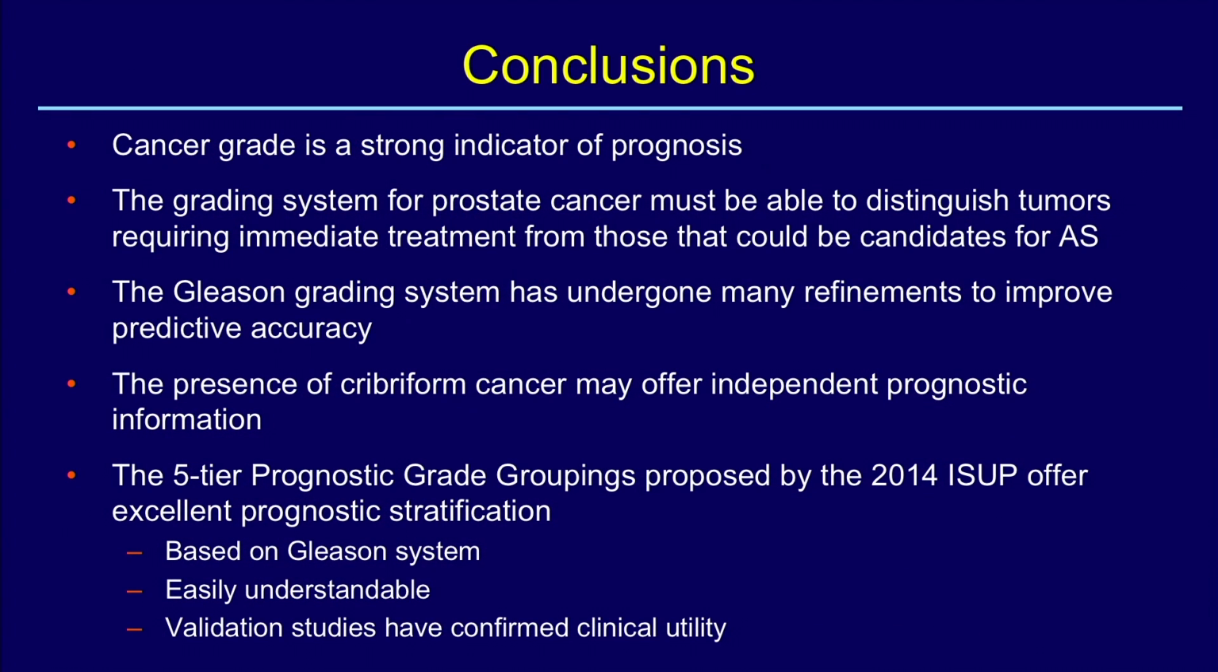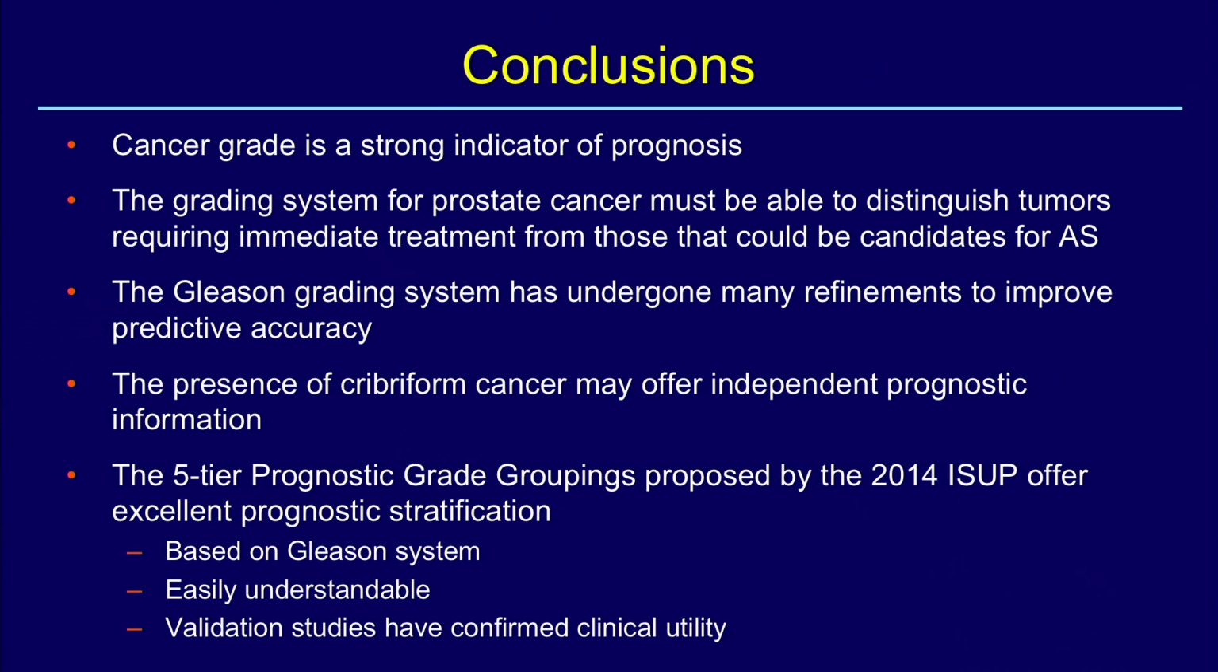Okay, that's fine. So, in conclusion, cancer grade is a strong indicator of prognosis. It always has been. That's its goal. And the grading system for prostate cancer must be able to be ideal to distinguish tumors that require immediate treatment from those that can be candidates for AS. The Gleason grading system itself has undergone many refinements to improve its predictive accuracy, the last one just a few years ago in 2014. The presence of cribriform cancer, new data, may offer independent prognostic information now.